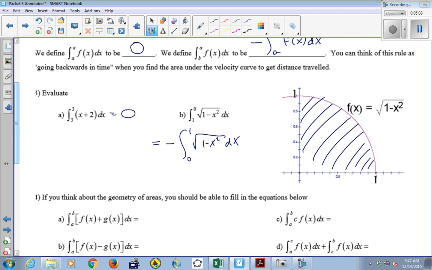What would that area be? One fourth of pi r squared, and what's r in this case? 1. So this is pi over 4. So this is negative one fourth pi times 1 squared, so negative pi over 4.